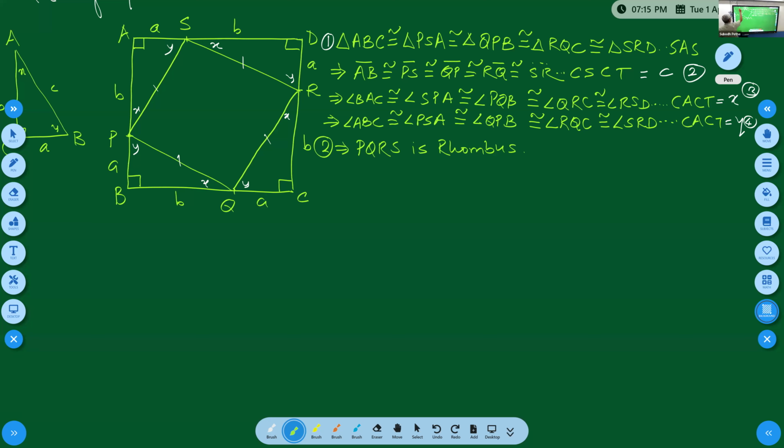So let us draw a line here. This ABC is different than this ABC. So PQRS is a rhombus. Note: X plus Y plus 90 is equal to 180. This implies X plus Y is equal to 90.